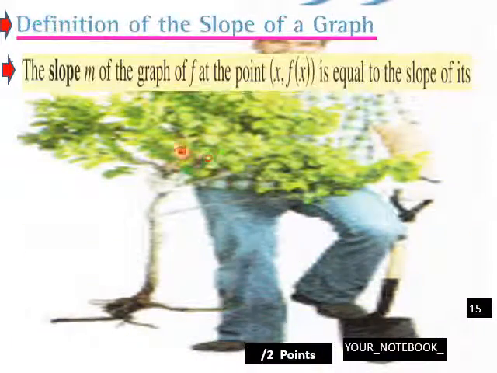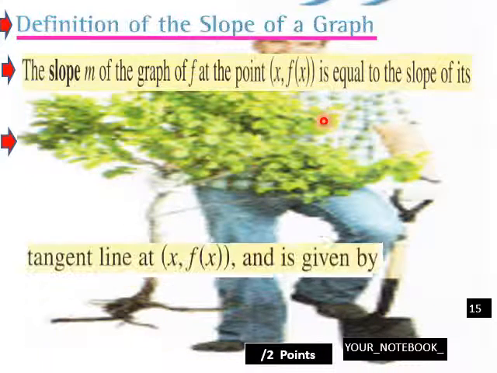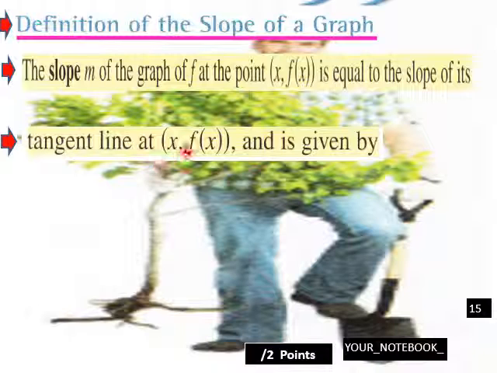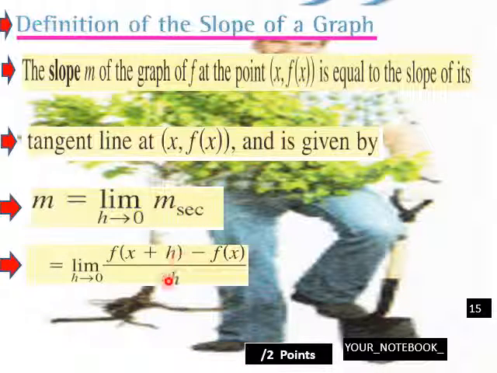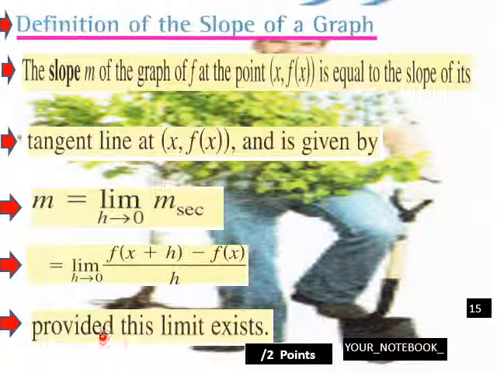Definition of the slope of a graph. The slope m of the graph of f at the point x, f of x is equal to the slope of its tangent line at x, f of x, and is given by m equals the limit as h approaches 0 of the slope of a secant line, which we now put into a difference quotient. There's our difference quotient for that, provided this limit exists. Okay.